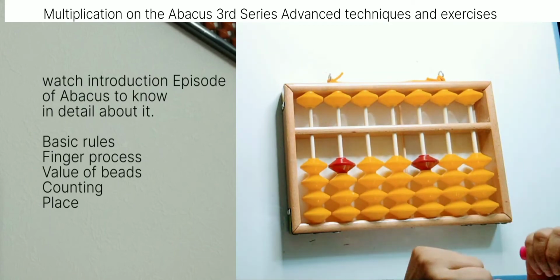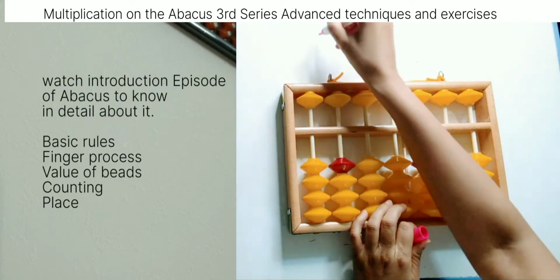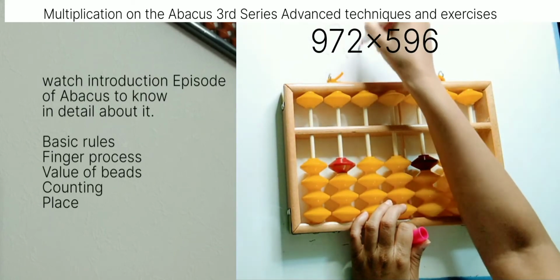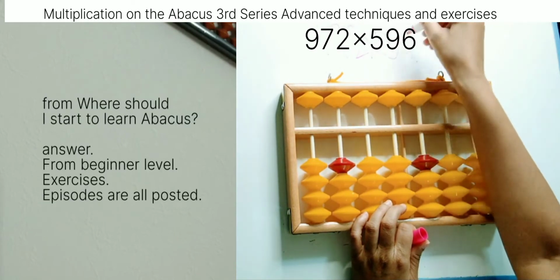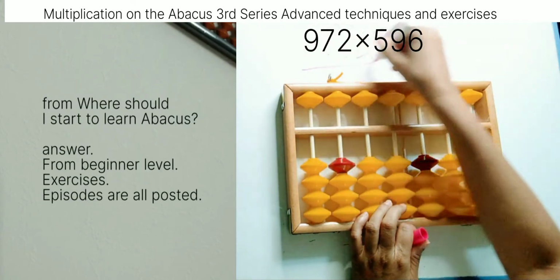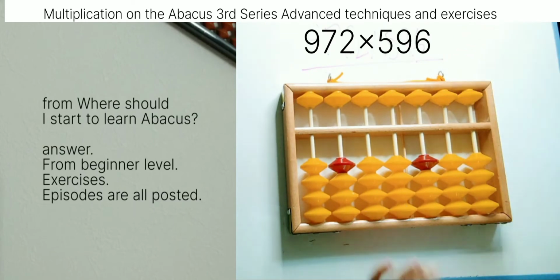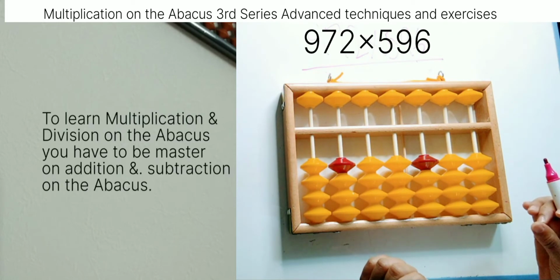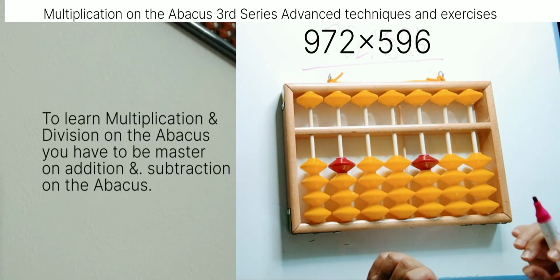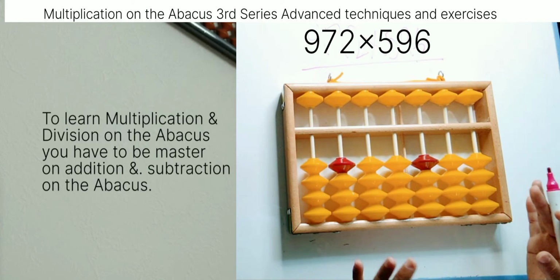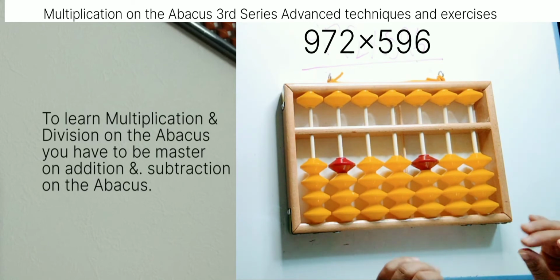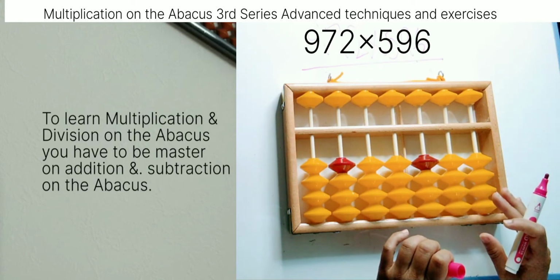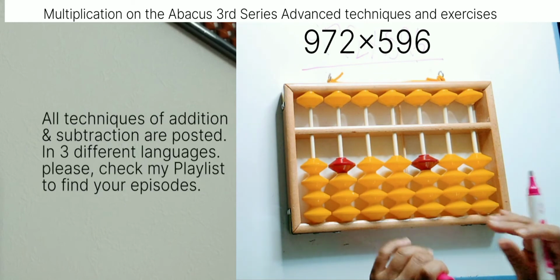So let's go. First question is 972 multiply by 596. We have 6 digits, so I know you know all the basic rules of multiplication, and you learned all basic techniques of multiplication. Without that you can't do this. So please, if you are totally new, don't watch this episode, otherwise you will feel bored.